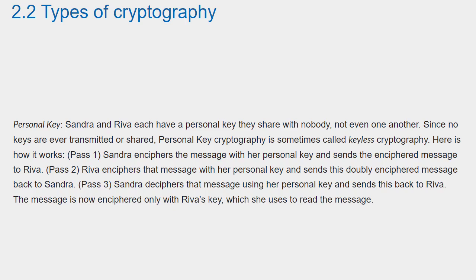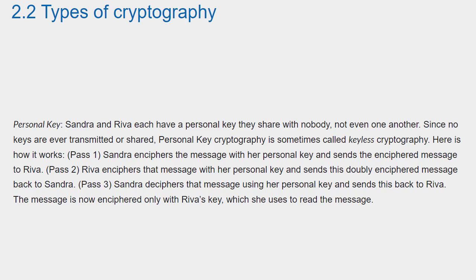Personal key. Sandra and Reva each have a personal key they share with nobody, not even one another. Since no keys are ever transmitted or shared, personal key cryptography is sometimes called keyless cryptography. Here is how it works. Pass 1. Sandra enciphers the message with her personal key and sends the enciphered message to Reva. Pass 2.